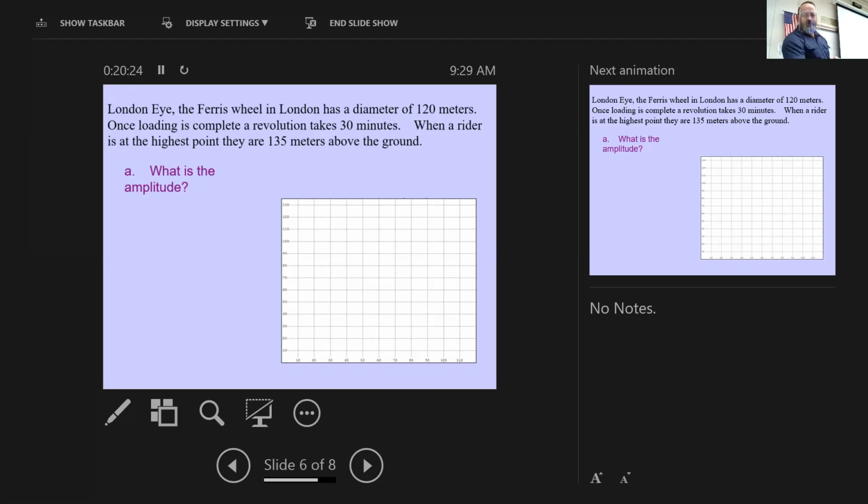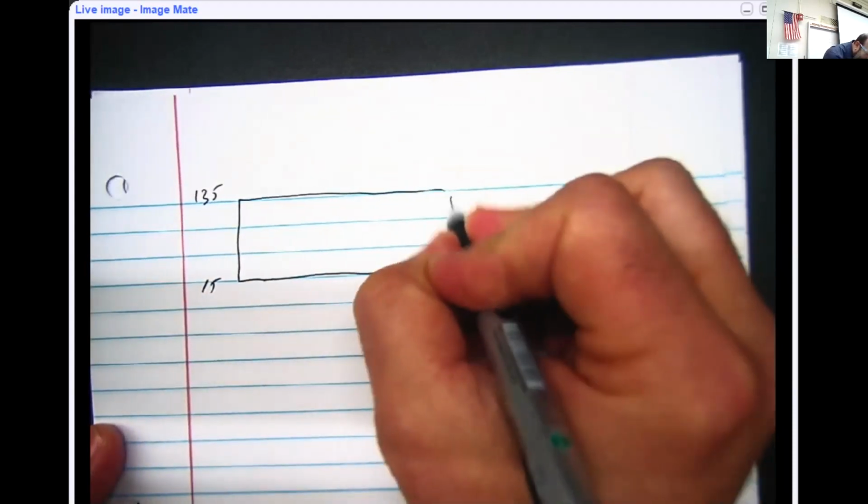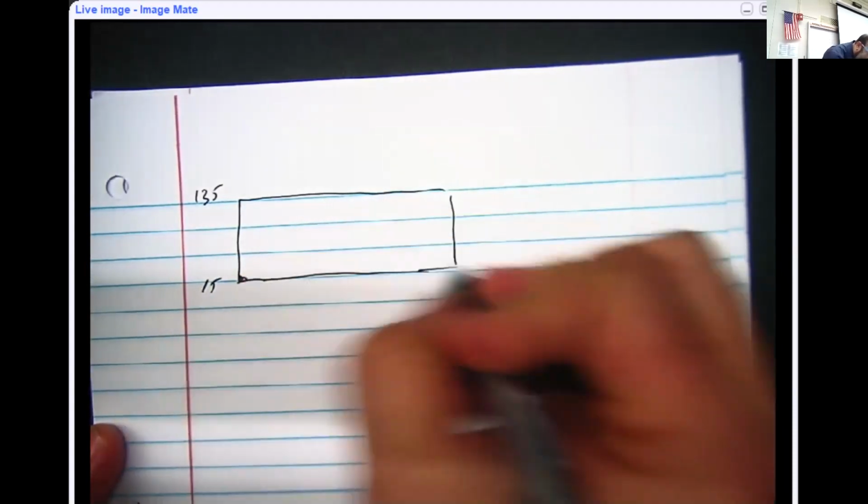Next thing is, if we sketch the path, what's going to happen? So I'm going to go ahead and stop this and reshare this with my document camera because I think I can do a better job. So it looks to me like I got in 15 meters off the ground. It's got a peak of 135. And I believe if I got on at the bottom, it would do something like this.